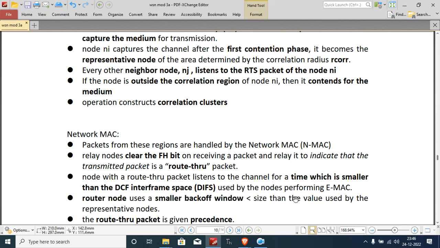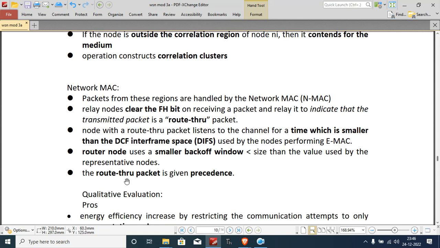Used by the nodes performing EMAC. So thereby this is getting precedence over here. So the router node uses a smaller backoff window which is lesser than the size of the value used by the representative node. So thereby ultimately the route through packet is given precedence.